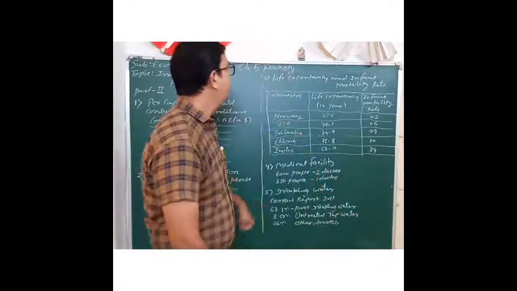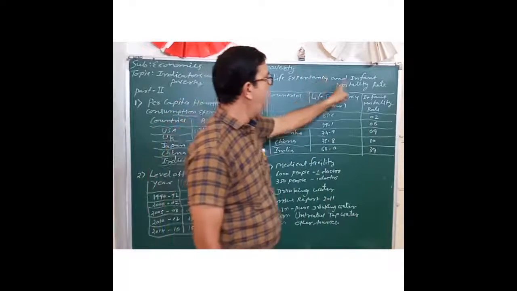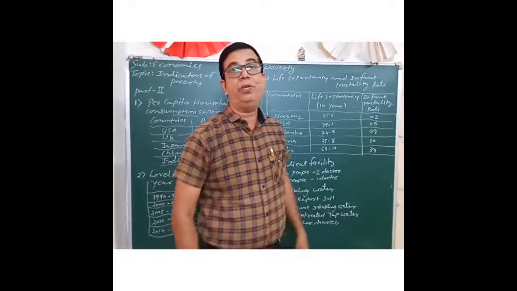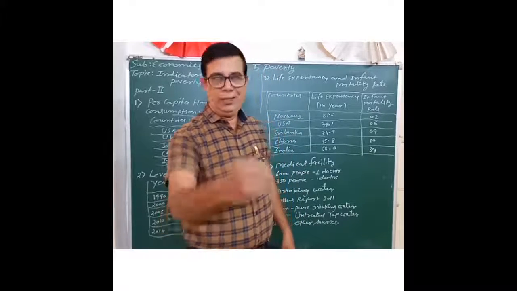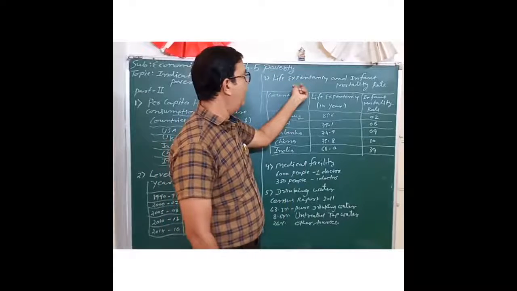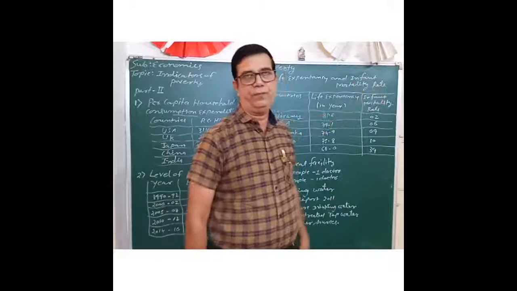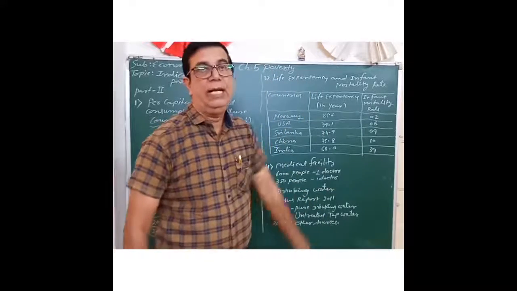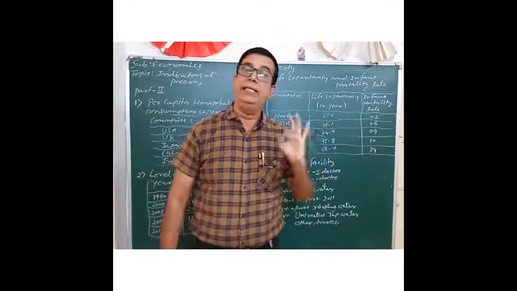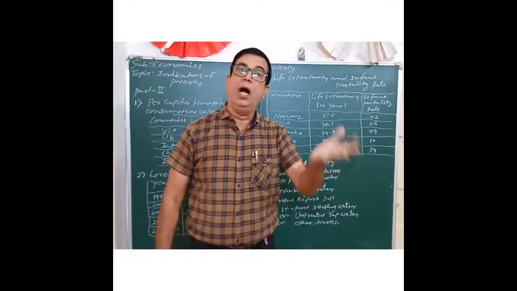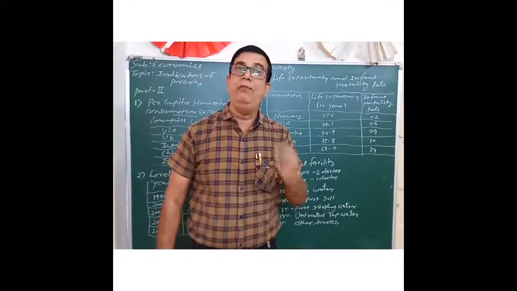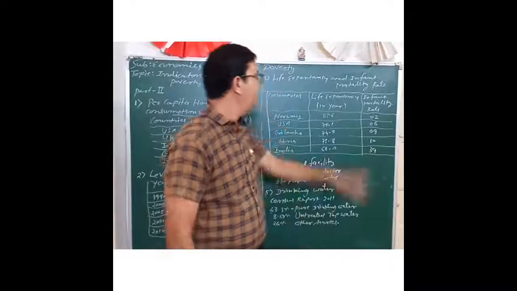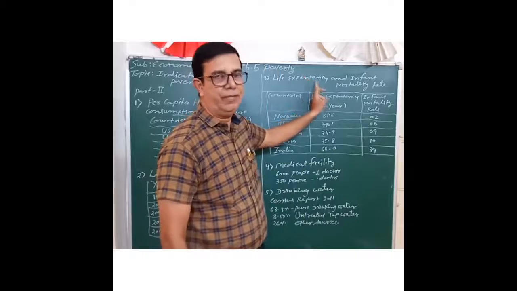Now the third, life expectancy and infant mortality rate. This is the third indicator of poverty. In an earlier chapter, we already explained life expectancy and infant mortality rate. What is life expectancy? At the time of birth, how many years the child will live? That kind of expectation is known as life expectancy.